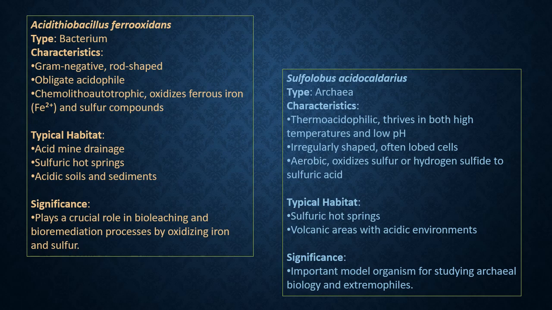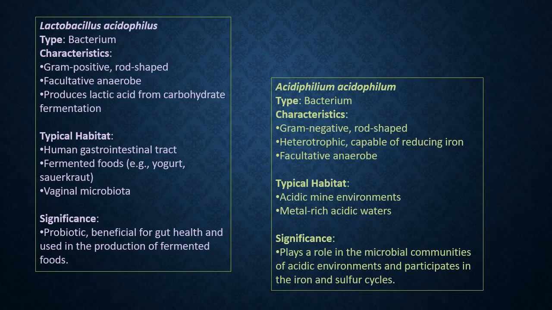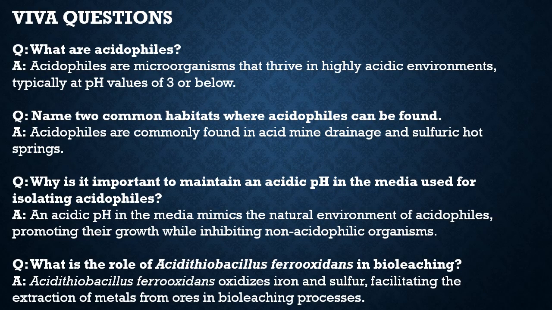Acidithiobacillus peroxidans, Sulfolobus acidocaldarius, then Ferroplasma acidarmanus, then we have Lactobacillus acidophilum. Okay. So now towards the Viva questions. Depending on the significance, their environment, or the sampling techniques, you may get different kinds of Viva questions. But I have listed 6 to 8 here which are very important, and I feel I should provide answers as well.